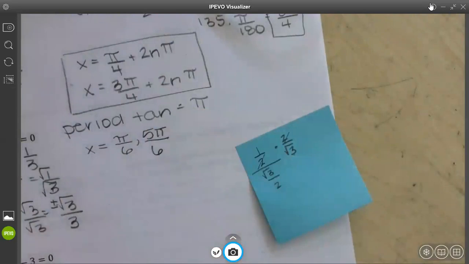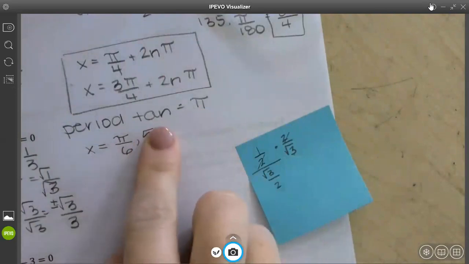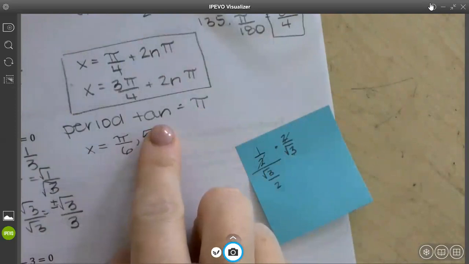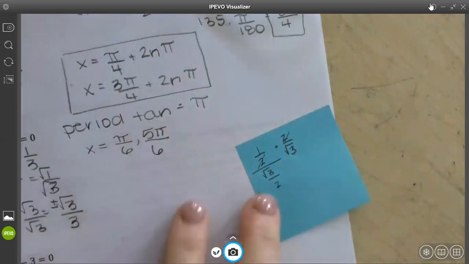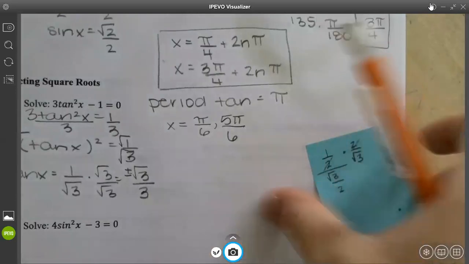Why don't I pick anything out of the third or fourth quadrant? What is my period for tangent? Just pi, which is the top half of the unit circle. Then it will start repeating itself. So the bottom half, it's already repeating itself again. Does everybody understand? What does it repeat itself by? What's our period again? Pi.